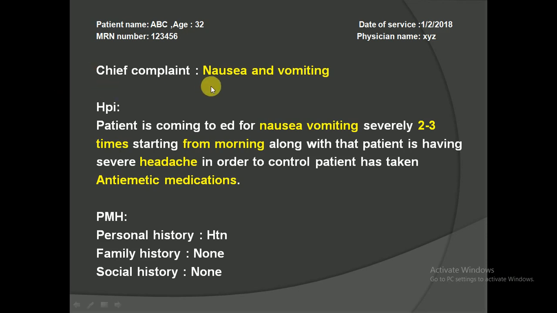See, here the chief complaint is nausea, vomiting. In HPI, the patient is coming with nausea, vomiting. First we will calculate the HPI elements. We have the chief complaint now, and we need to calculate the HPI elements. So nausea, vomiting is a complaint and it is severe, from 2 to 3 times. So that will be the severity.